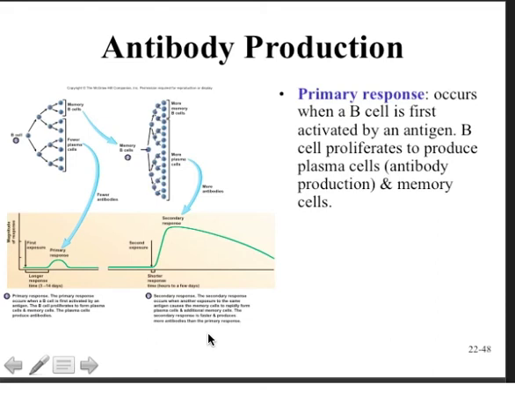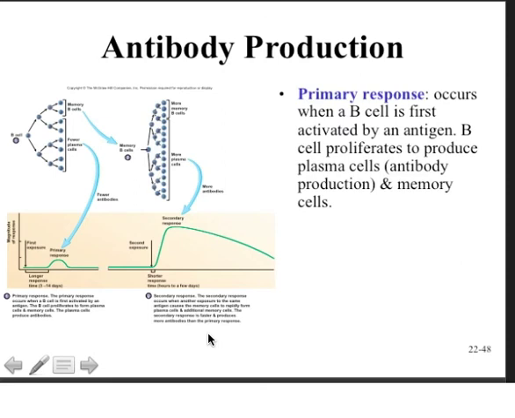Now, these memory cells are very interesting because they reside in the body for decades, and in the event that the pathogen, the exact same strain of pathogen, shows up a second time, the numbers of B cells are so high that we can initiate an immune response that essentially destroys the pathogen in short order, and as a result, we rarely succumb to disease.